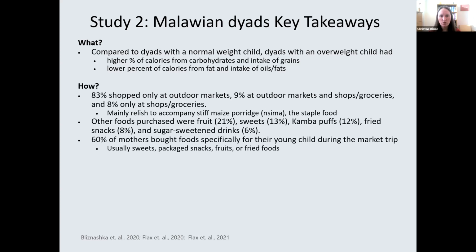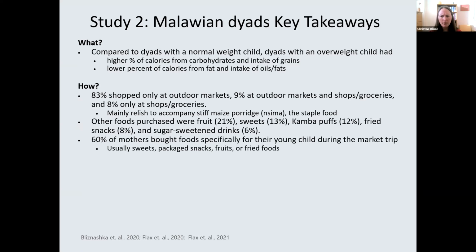So to provide deeper insight, they describe how mothers obtain food for themselves and their children. They learned that most shopped at outdoor markets, some at both markets and groceries, and a very small percentage shopped only at shops or grocery stores. And this was mainly to obtain the relish to accompany a stiff maize porridge, the staple food. They also learned that other foods purchased included things like fruits, sweets, combo puffs, fried snacks, and sugar-sweetened drinks, and that 60% of mothers bought food specifically for their young child during a market trip, and this was usually sweets, packaged snacks, fruits, or fried food.